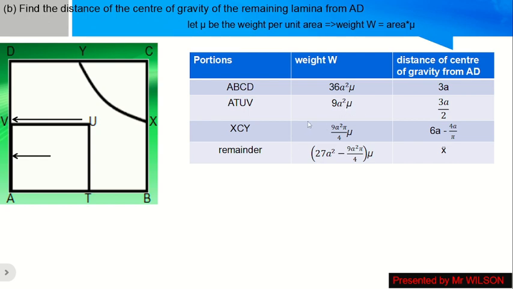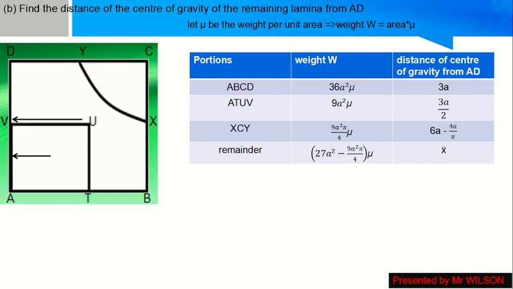Now for XCY, we calculated it before, but we are not going to replace it here, because the area of this XCY will just be what? The area of the sector. Take note, the area is just the area of the sector as we calculated before. So what will it be? It will be 9a squared pi on 4 times mu. So that is the area of that figure.